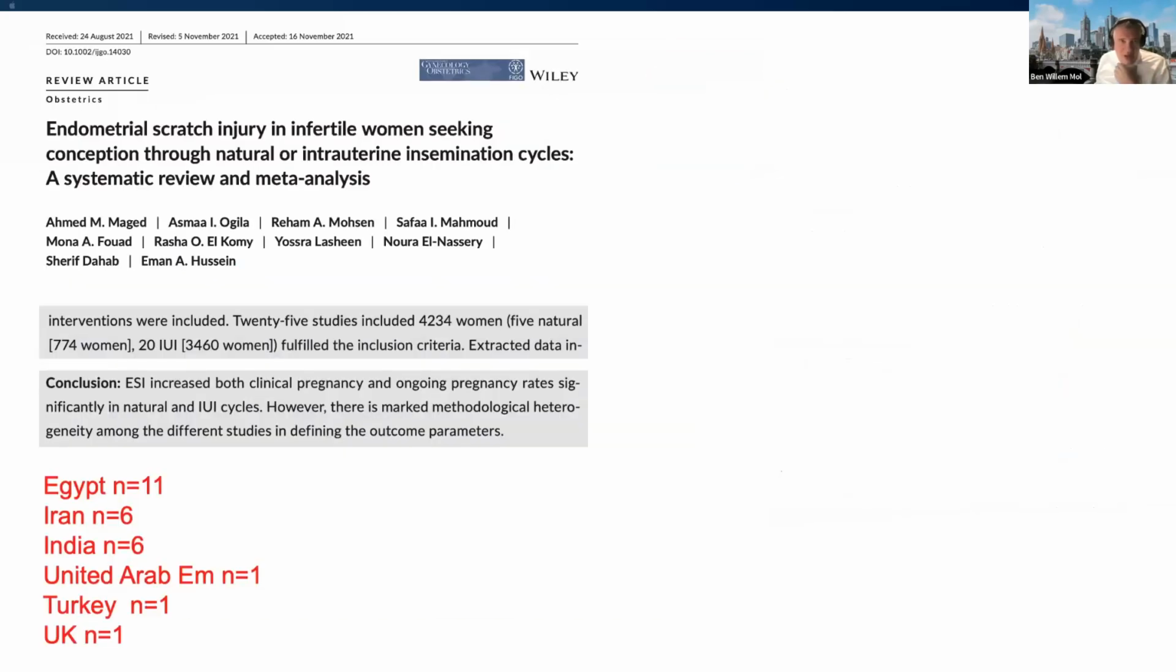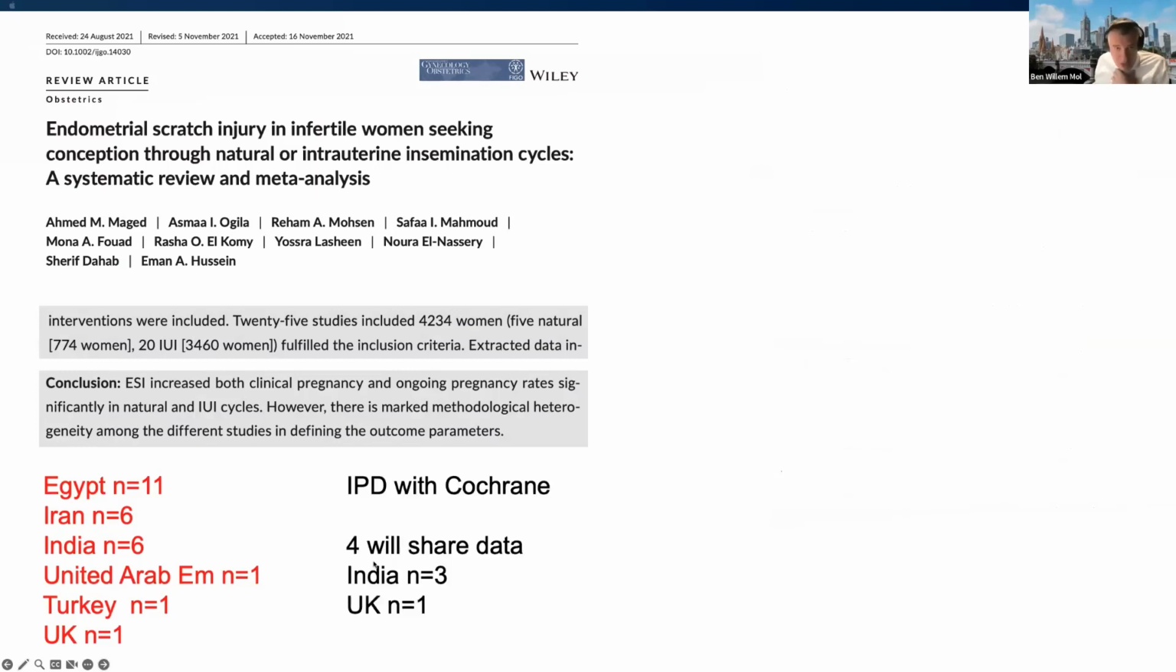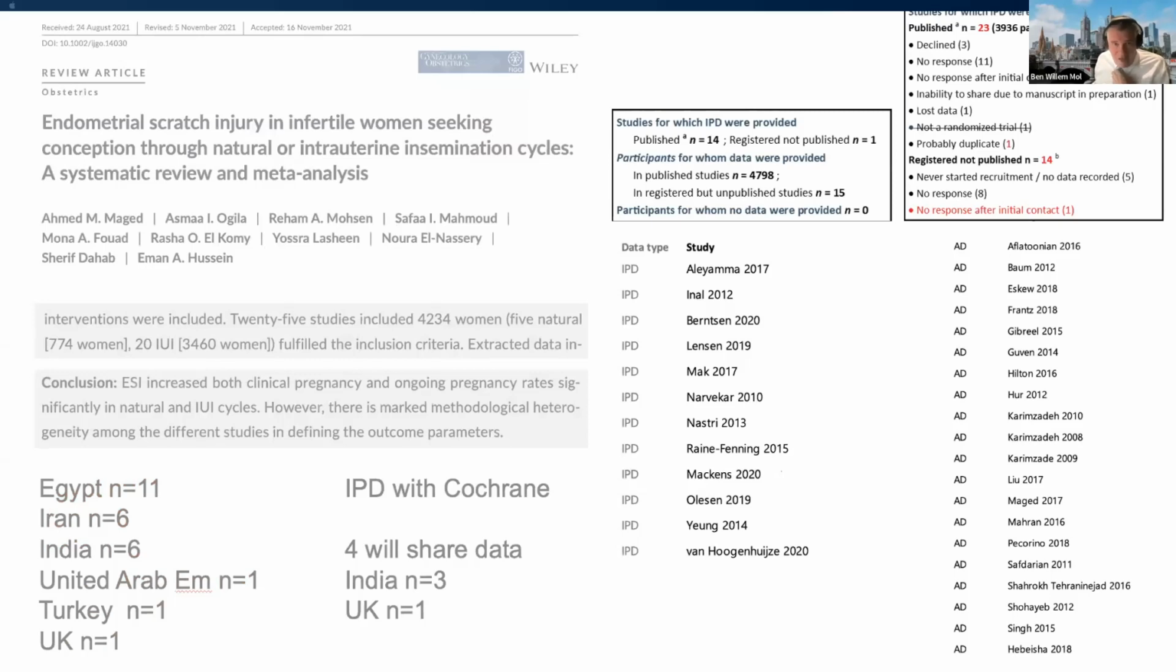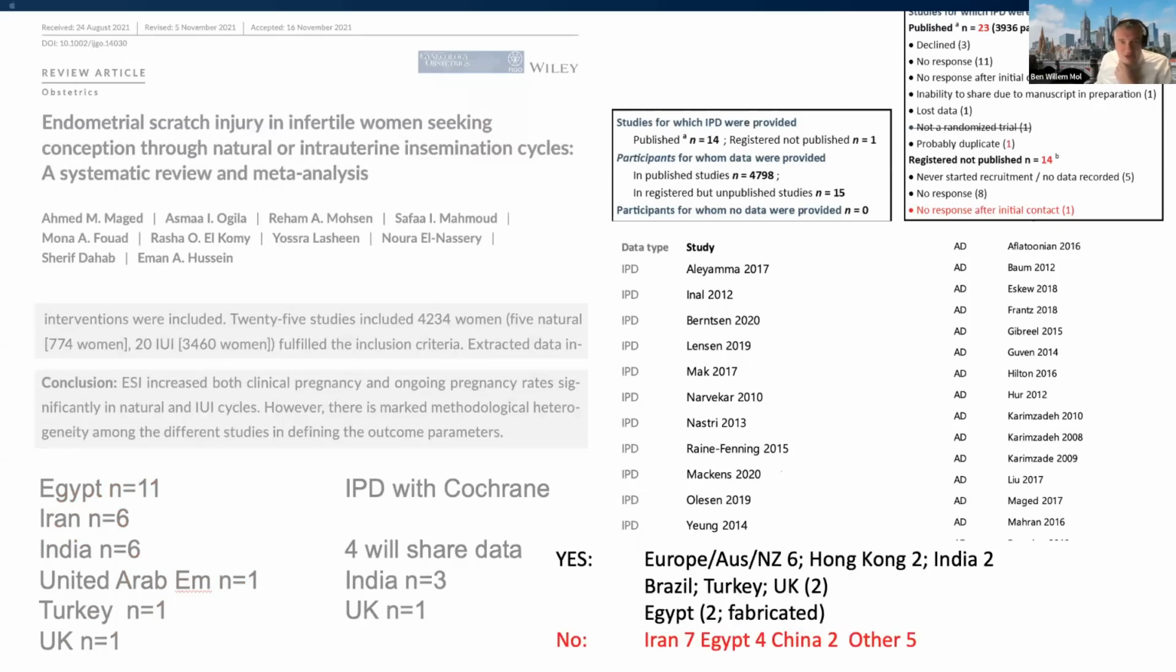Another topic, endometrial scratching, that is a treatment that is given to infertile couples. A meta-analysis published with about 25 papers. We have approached all the authors, and we can get only data sets of 4 of these people. 1 or 3 from India and 1 from the UK, and the others do not share data. This is around spontaneous conception. We have also done it for IVF, in vitro fertilization, and there similar numbers.